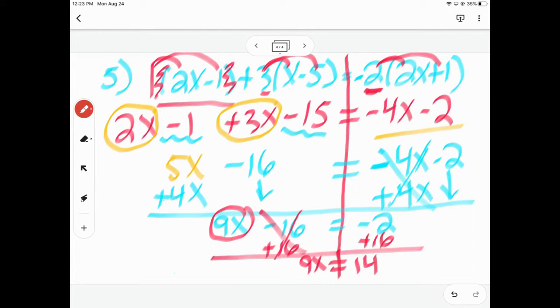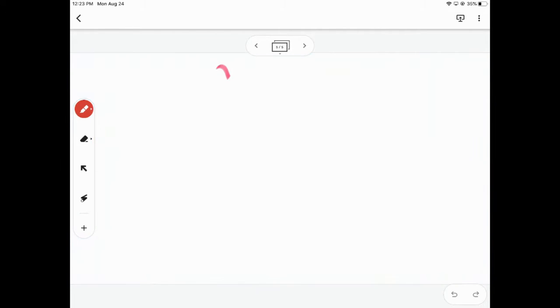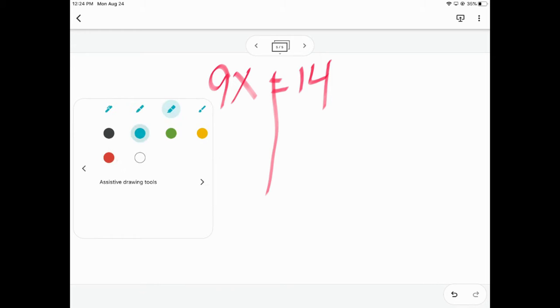Now, I am going to have to move this to a new screen, so bear with me. 9x equals 14, that's where we were. Still have my line. So I need to get... bell. Okay, that should be the last bell. We shouldn't be interrupted anymore.